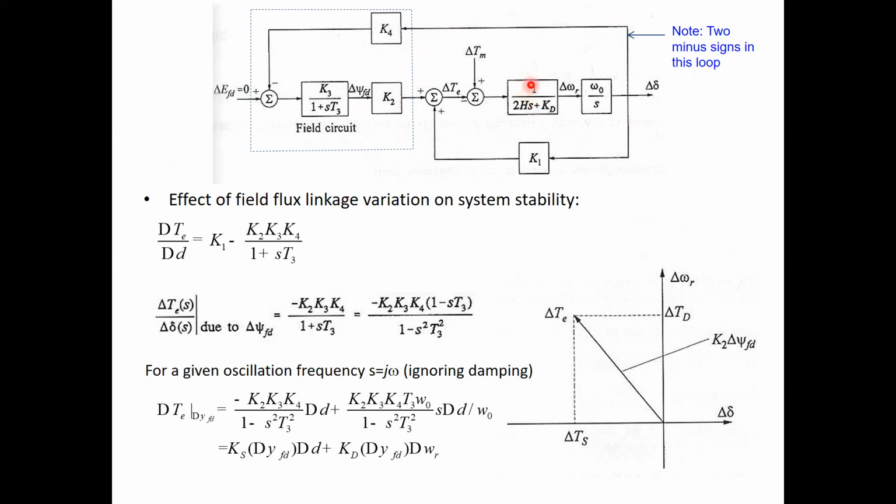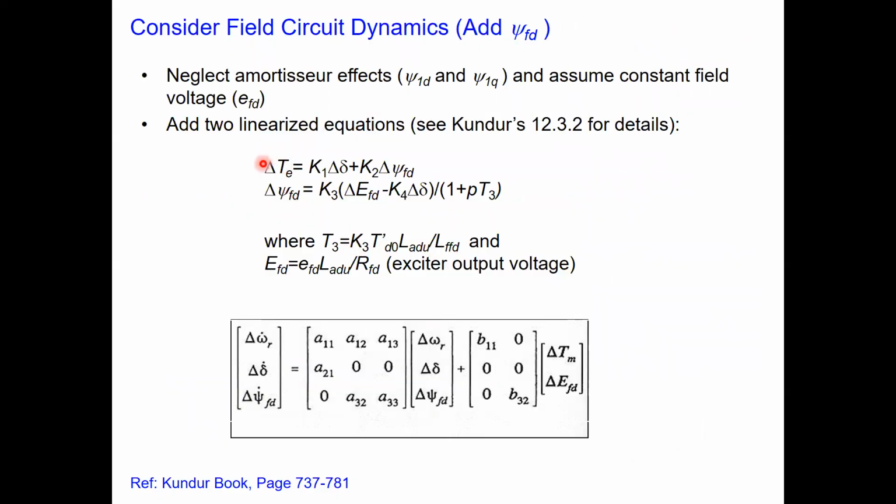Now, again, here, in fact, we have manipulated the previous block diagram and written it in this way: 1 by 2HS plus KD. From the previous part, we can write down del delta, which is the integral of del omega here. Then one more part from the previous, here del TE, the change in the torque.